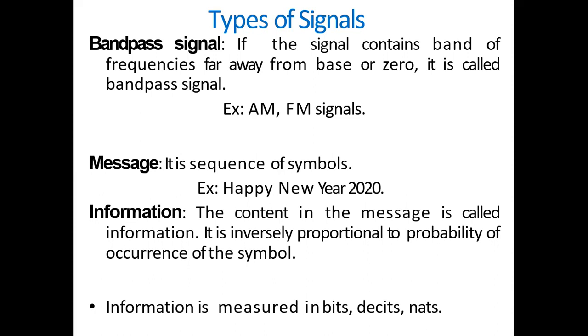Here we need to learn some basic things like message and information, as we have seen in the previous sessions also. A message is a sequence of symbols. Like here you can write Happy New Year. Information means the content in the message. If some content is available, then we call it information. Information is measured in bits, digits, and nats.